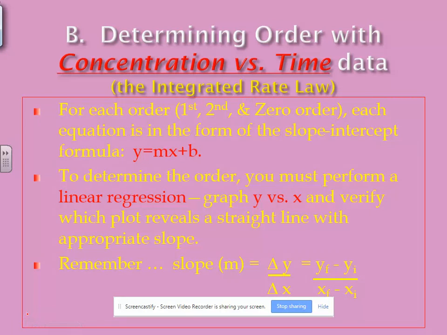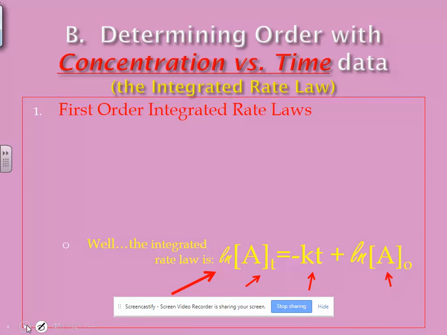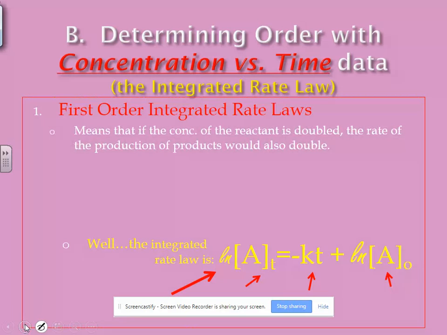I do want to remind you that to solve for slope, you take the rise over the run. So the change in the y value divided by the change in the x value, or y final minus y initial divided by x final minus x initial. So for first order integrated rate laws, what that means is that if the concentration of the reactant is doubled, then the rate of production of the products would also double.